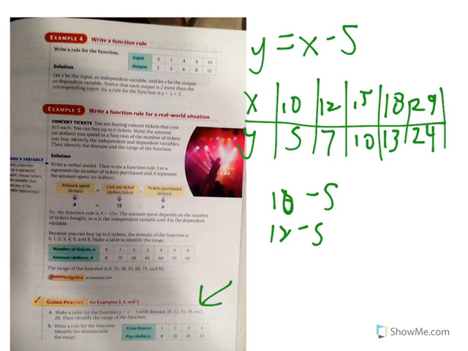It's a good idea to write these things out, especially as they get more complex. This one here, probably you can do in your head. But if you can't, then you certainly can write these out and do it all the way down. So 18 minus 5 is equal to 13. But as they get more complex, you might.